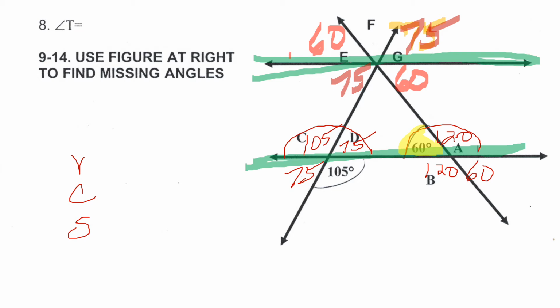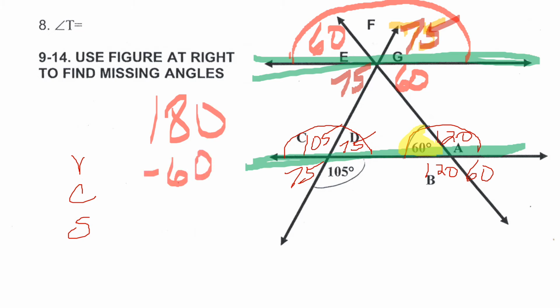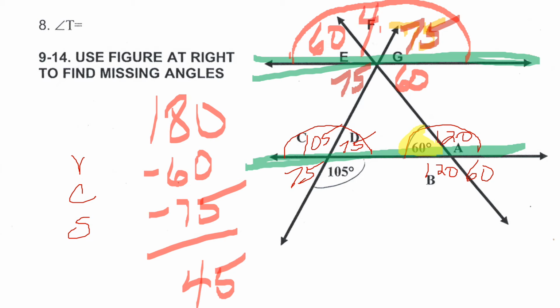The one on the top, the one in the middle there, you cannot do with the jump. It has got to be coming from supplementary. 180 sitting on top of that straight line. I need 180. I've already got 60. I've got 75. This is just the top piece up there. When you subtract it all, you get 45, I think. 45. So 45 degrees right there. 45 right there vertical.